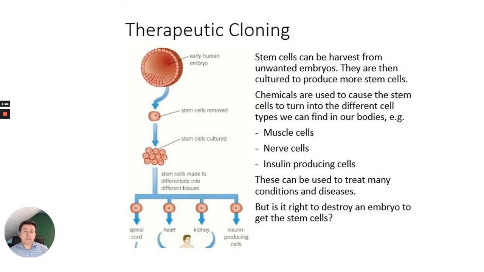Now, why are stem cells so useful for us in the future and at the moment? So you could do something called therapeutic cloning. This diagram is showing therapeutic cloning with embryos. Now, embryos can be harvested from unwanted embryos. So for example, after fertility treatments, some people might have spare embryos that they don't want anymore, and they're going to be thrown away. So they can then culture these to produce more stem cells.